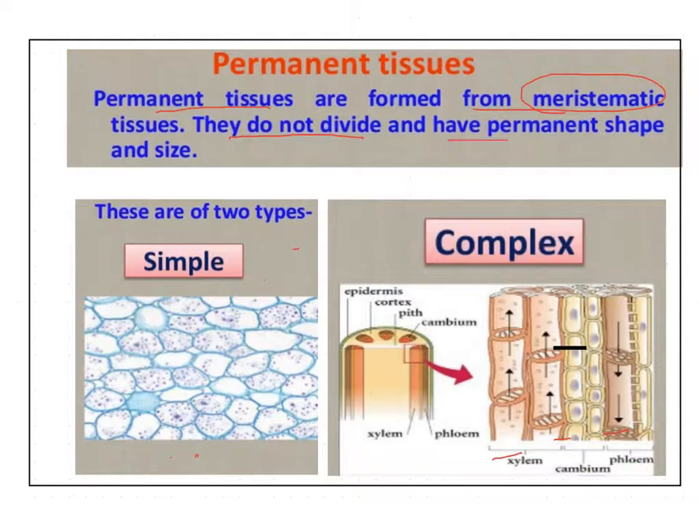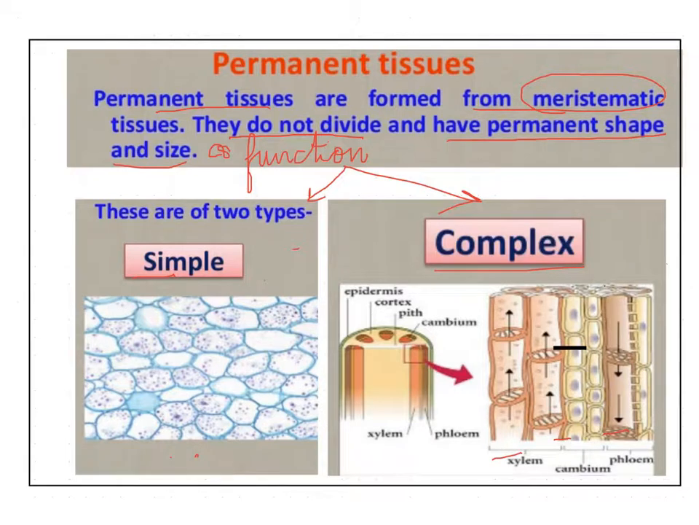And they have a permanent shape, size and function. ये जो cells होते हैं इनकी एक definite shape होती है, size होता है and function होता है. So they have a permanent shape, size and function. Okay, everyone? Now there are two types of permanent tissues. First is your simple tissue, another is your complex tissue. Okay, everyone? One is your simple tissue, another is your complex tissue.